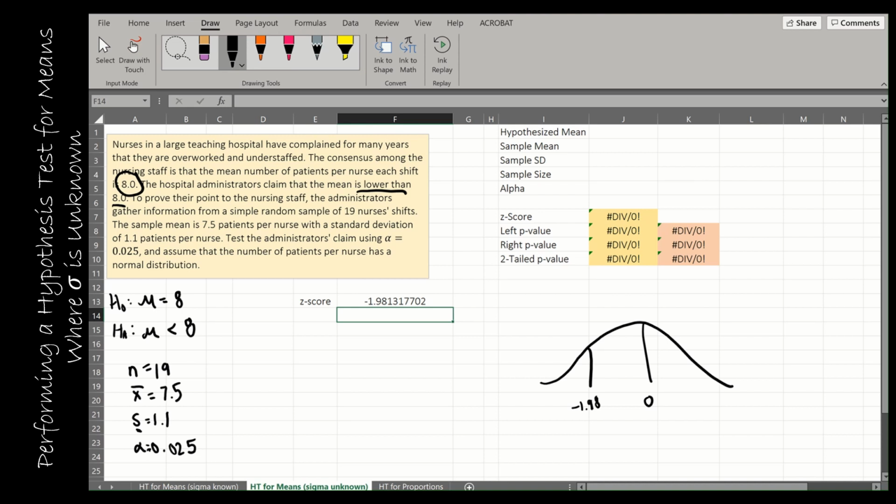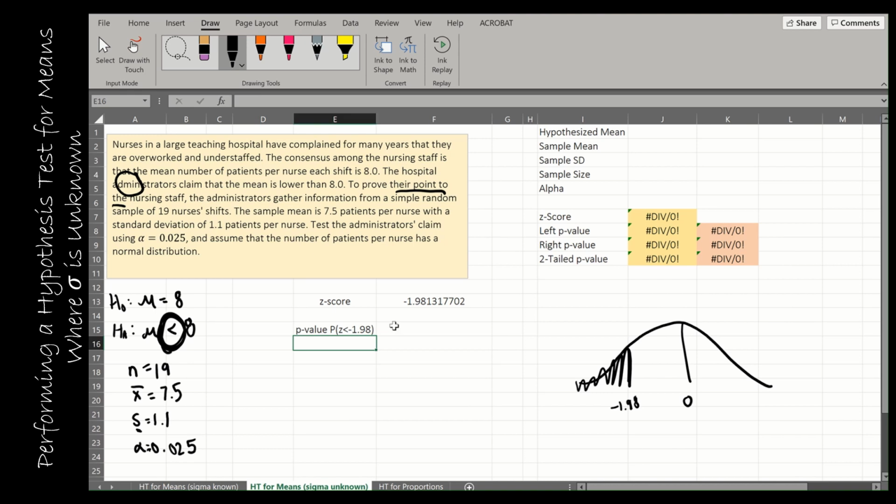That's very small. Now what I want to do is compare the probability that I get that score or lower. So I want to find this area. And if that area is less than alpha, less than 0.025, then I will reject, otherwise I will fail to reject. So let's find the p-value. The p-value would be the probability that z is less than negative 1.98. And I'm going to let, of course, Excel do that for me.